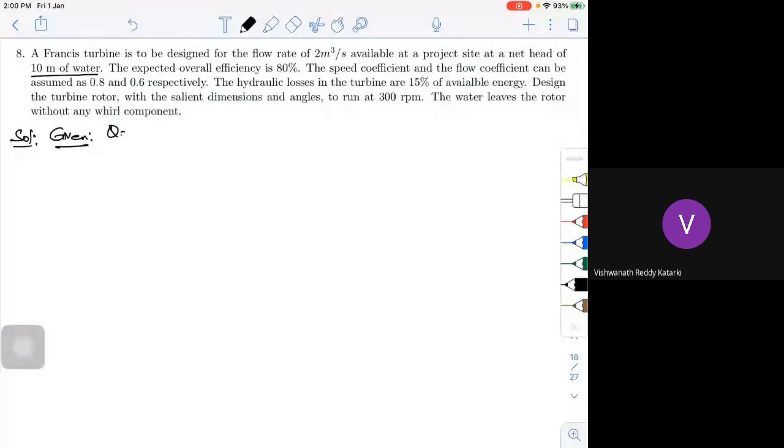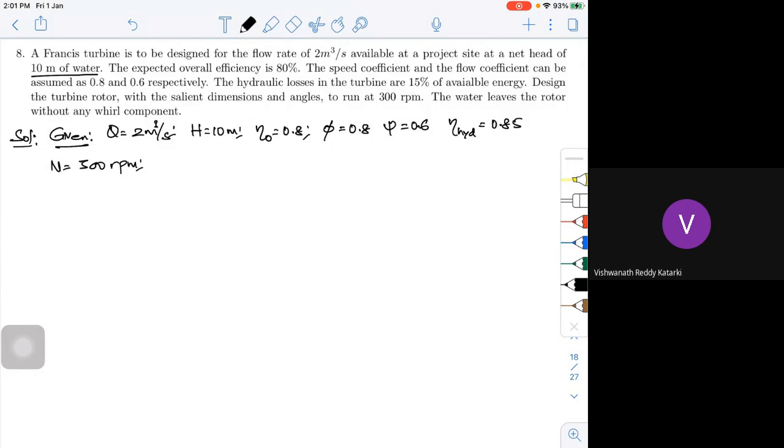Given is Q equal to 2 meter cube per second, and the head under which it is working is 10 meters. The overall efficiency is 0.8, 80%, and the speed ratio is 0.8, and the flow ratio or flow coefficient, that is psi, is 0.6, and the hydraulic efficiency, since 15% is losses, is 0.85 or 85%, and they have given the speed under which the turbine is working as 300 RPM. And they are telling that the water leaves the rotor without any whirl component. That is, it is leaving radially. That is, my alpha 2 is equal to 90 degrees and Vw2 is equal to 0.